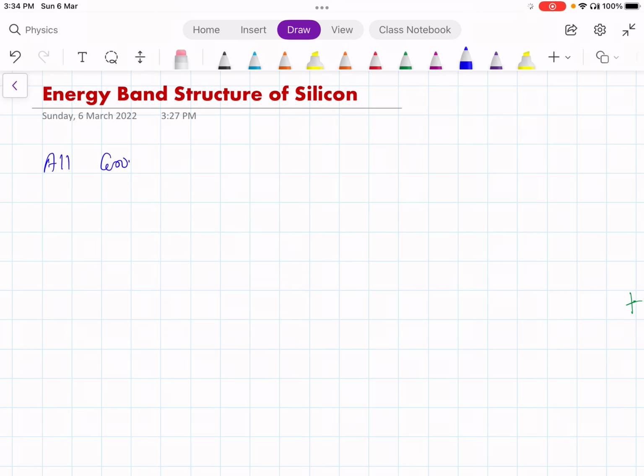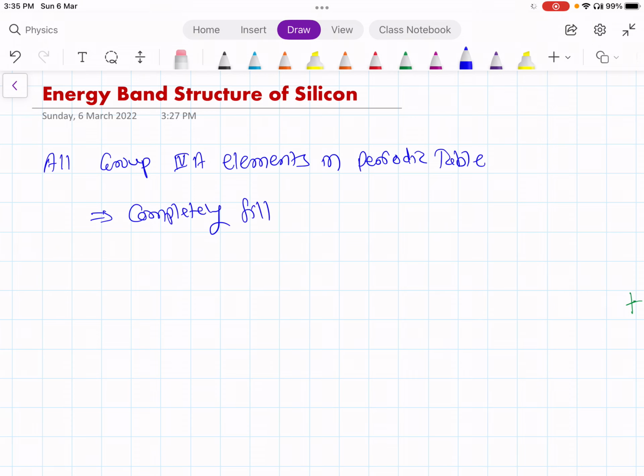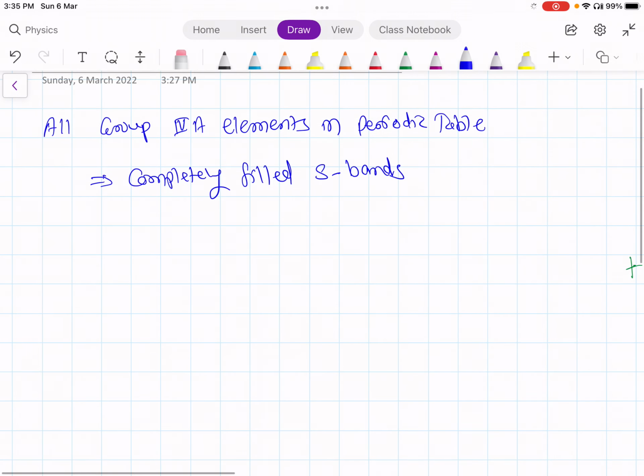All group 4A elements in periodic table has completely filled S bands and partially filled P bands.